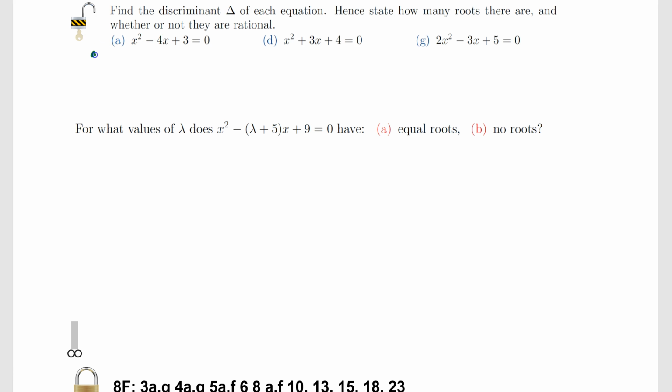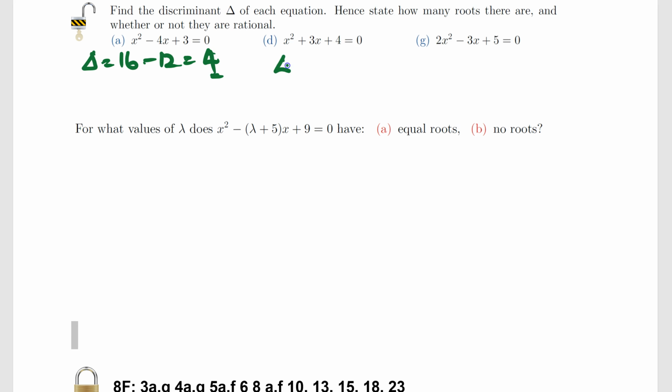So we have the discriminant is b squared, which is minus 4 squared, minus 4ac, so 4 times 1 times 3, which is 12, which equals 4. So our discriminant is positive, so we'll have two roots. It's also a perfect square, so those two roots will be rational.